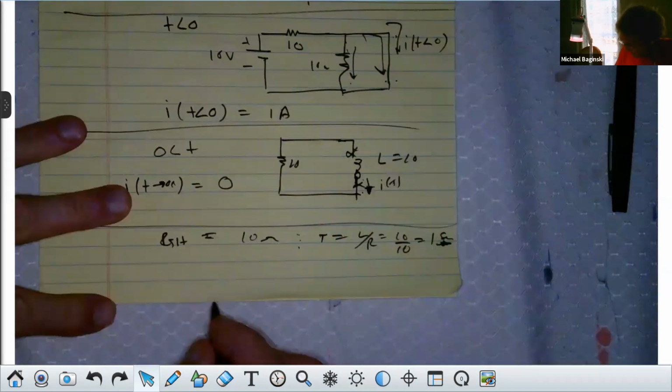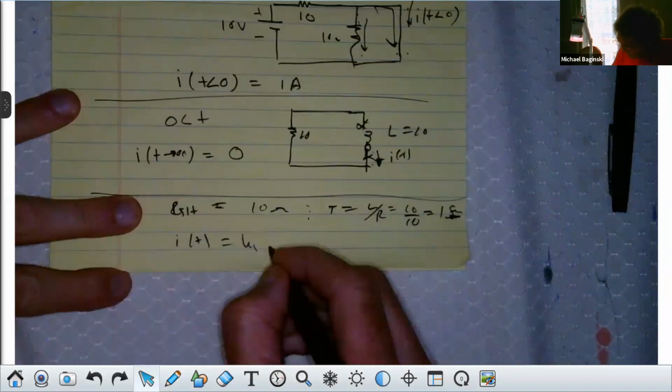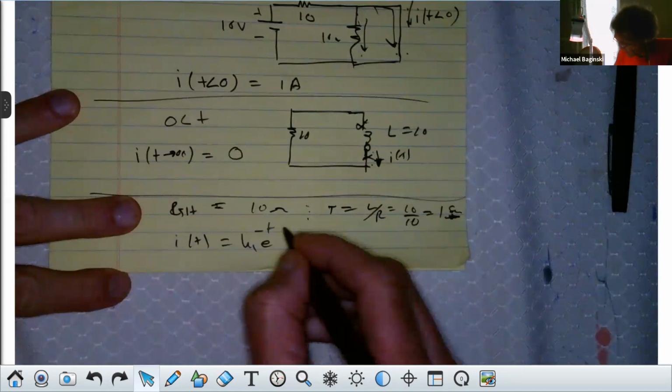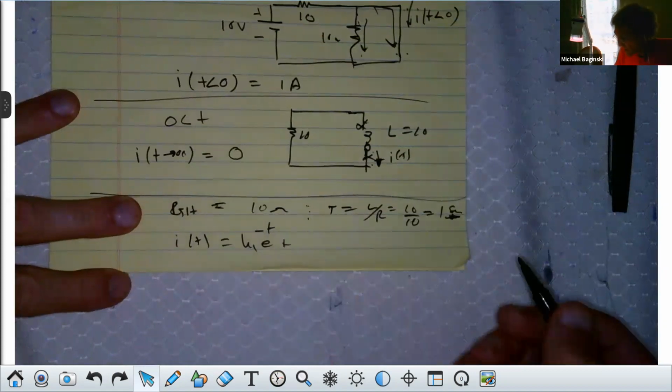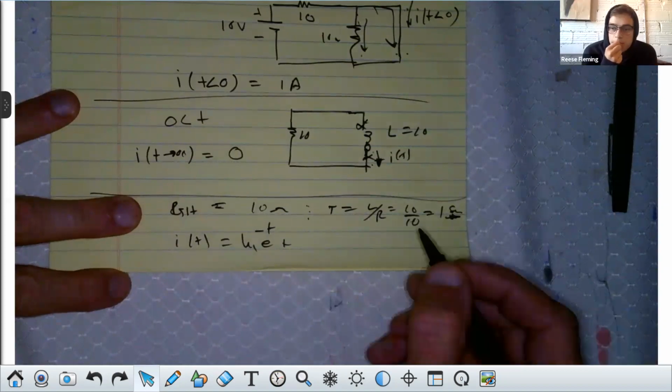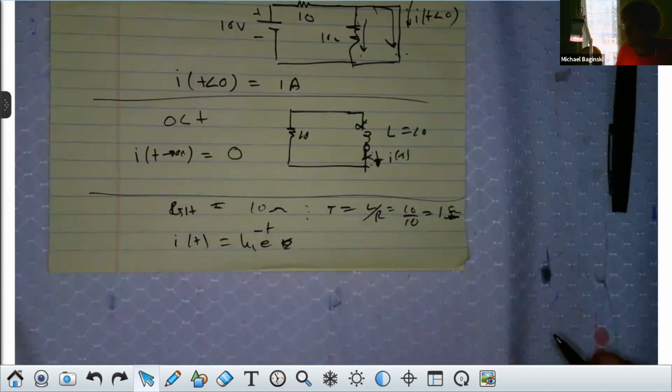Now I have I of t is equal to k1 e to the minus t over 1, so I'm just t, right? Plus k2. We figured out k2 was what, class? Anyone know? 0, right? So ignore k2. I can put down a 0, but it's kind of meaningless. How do we get k1? Somebody who hasn't answered.